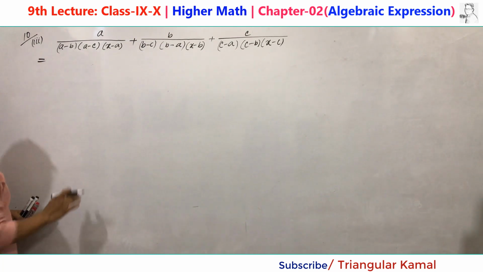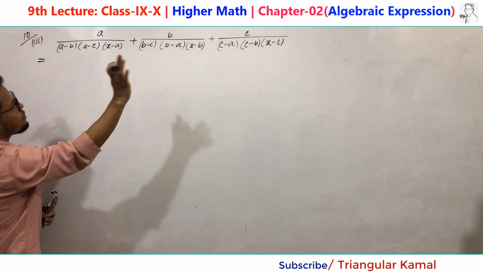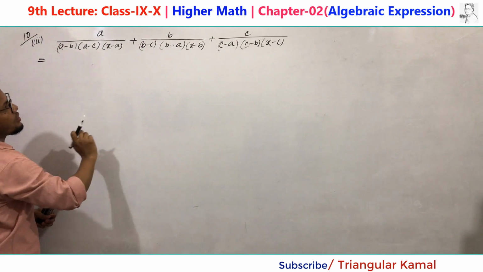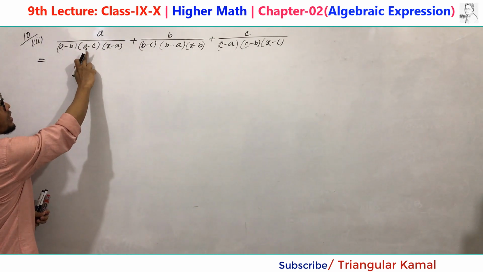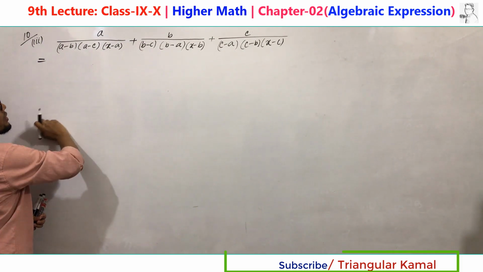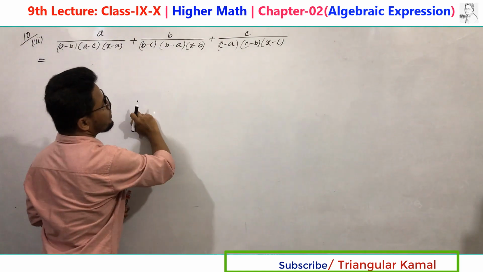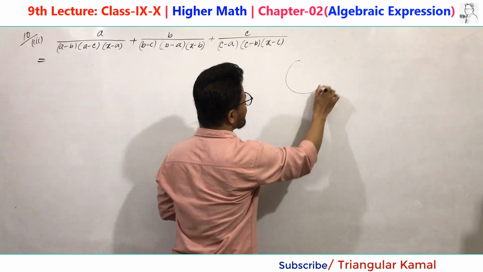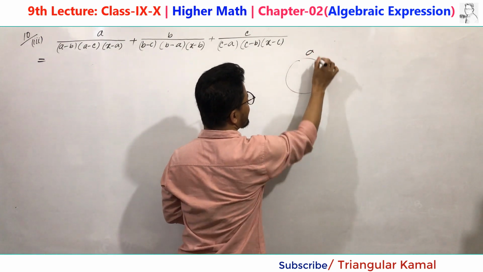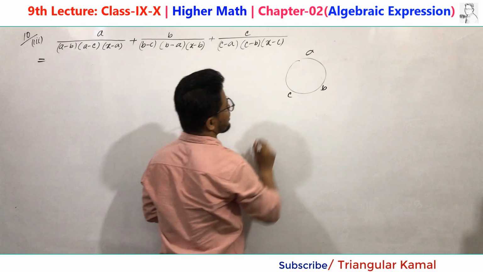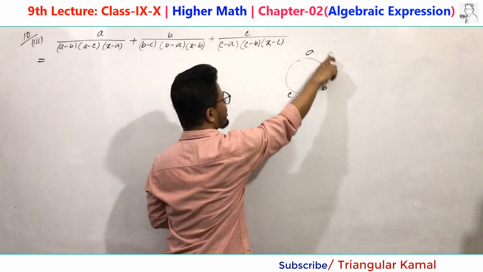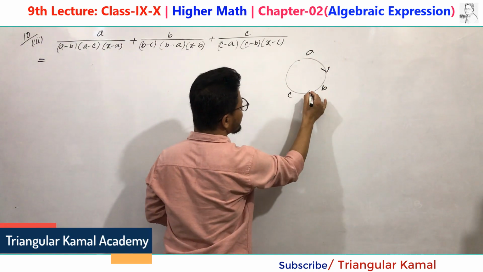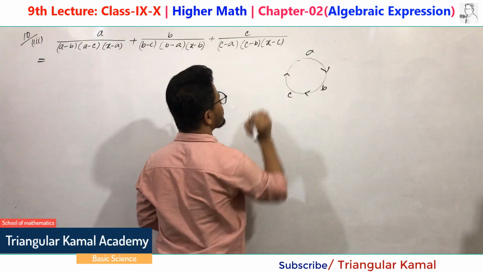First, give attention to all the denominator parts: A minus B, A minus C. But this is not in cyclic order. This one will be C minus A, this one will be A minus B, and this one will be B minus C. What is cyclic order? If we give attention to A, B and C, in three variables it will be clockwise: A to B, B to C and C to A.